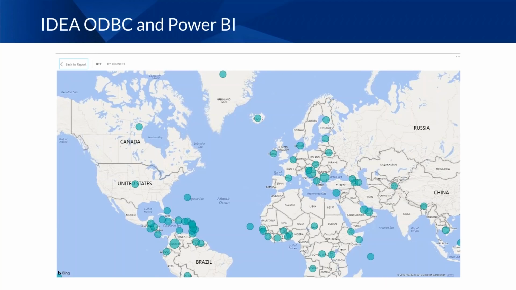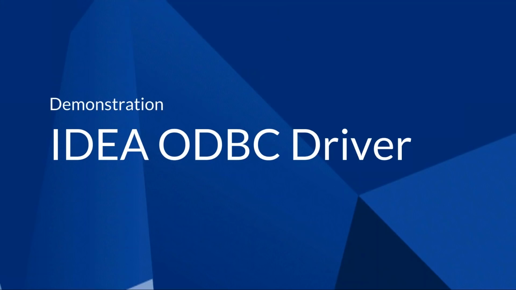What you're seeing on your screen here now is just one of the examples that I've taken from an IDEA database, and I've leveraged the power of ODBC to bring that data into Power BI and chose this different mapping mechanism for geolocation and whatnot. So you can actually see the bubbles based on the country. In this case, I'm looking at quantity by country. All right, so let me show you how I've gotten access to this data. Bear with me as my screen flickers a bit here.